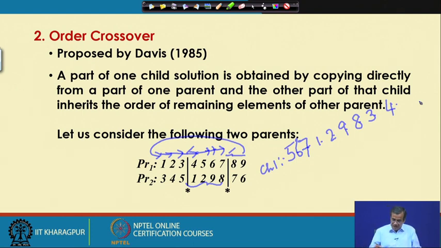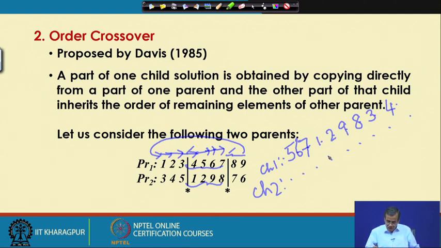Now, let us see how to find out the child 2. To find out the child 2, once again let me first locate the 9 positions: 1, 2, 3, 4, 5, 6, 7, 8, 9. Now, the cities which are lying between the two crossover sites on parent 1, that is your 4, 5, 6, 7, those are directly copied, keeping their position information intact.